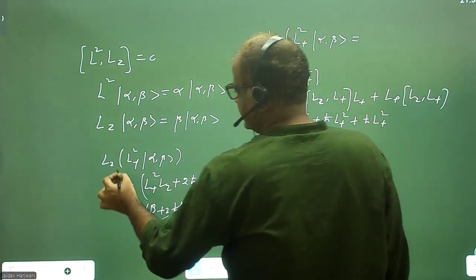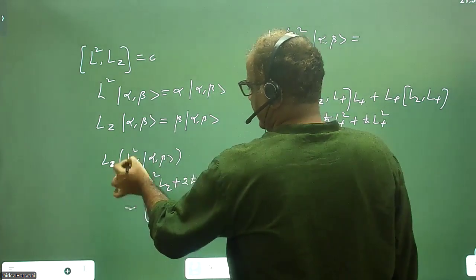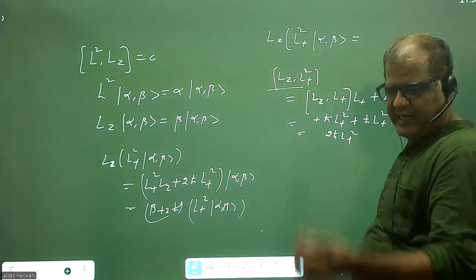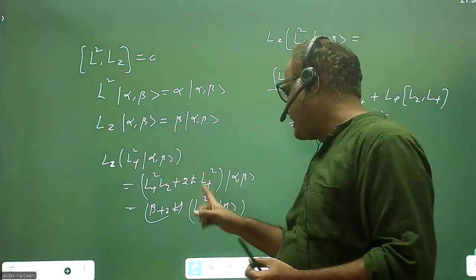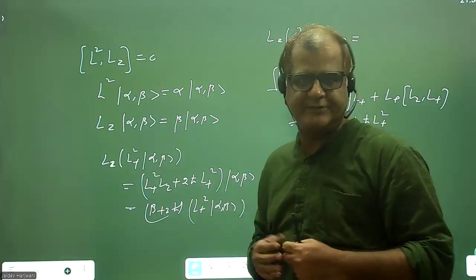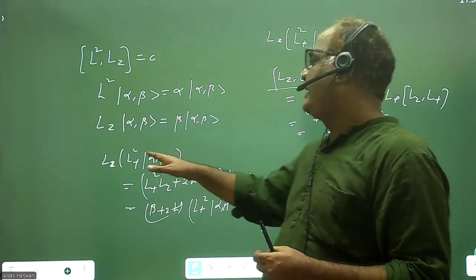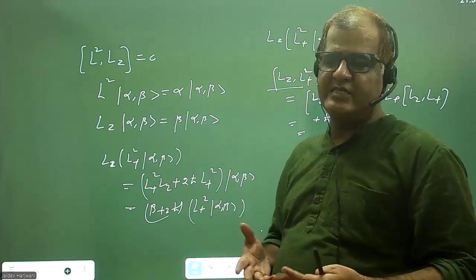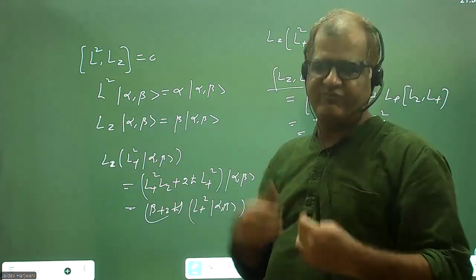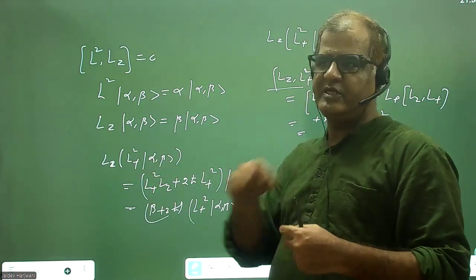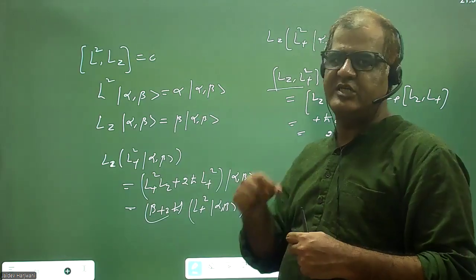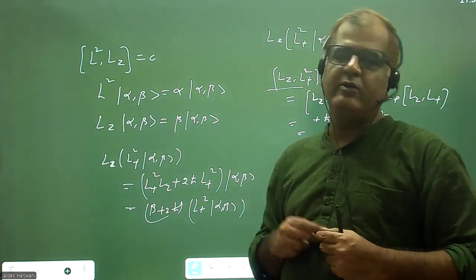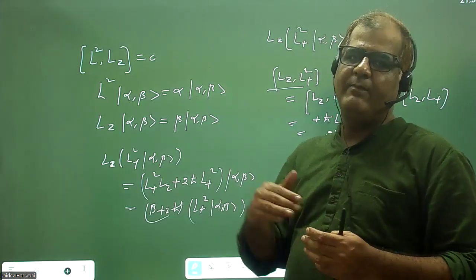That means L plus square alpha beta is again an eigenstate of Lz with eigenvalue beta plus 2 H cut. If I apply L plus three times, this will be beta plus 3 H cut. If I apply it four times, it will be beta plus 4 H cut. So each operation of L plus increases the eigenvalue of Lz by H cut.